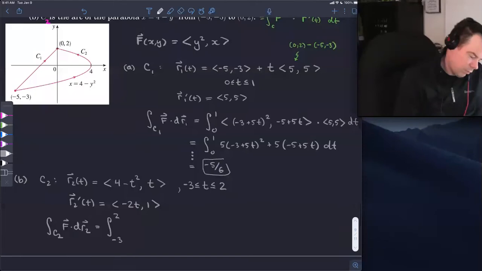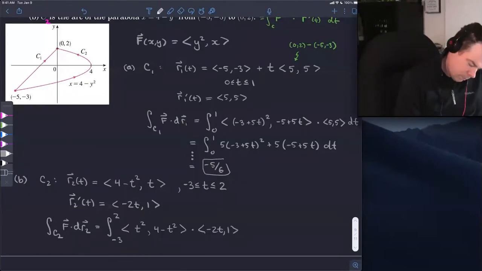Good, I can still see it. F is y squared x. So y squared is t squared, and x is 4 minus t squared. And we're dotting that with negative 2t and 1 dt. And we can go ahead and compute the dot product.